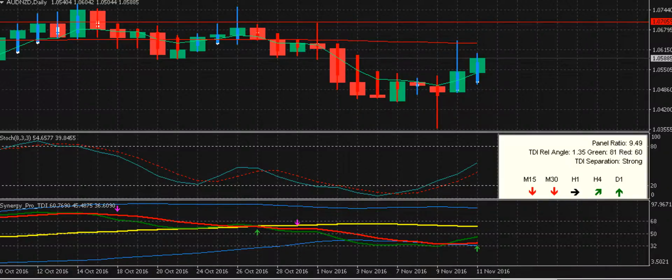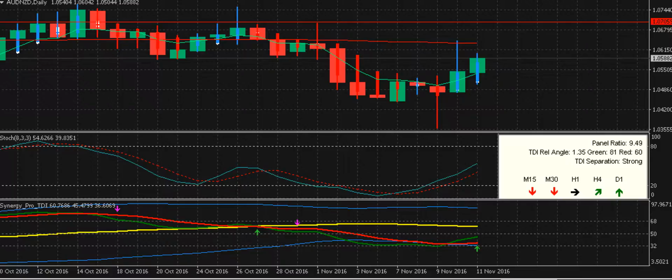Hi there traders, it's Giles here from Kingdom Trade, and I just wanted to run through with you a trade I've recently taken on the Aussie New Zealand dollar pair, because it's a good example of showing how technical and fundamental elements come together to make a really solid trade.